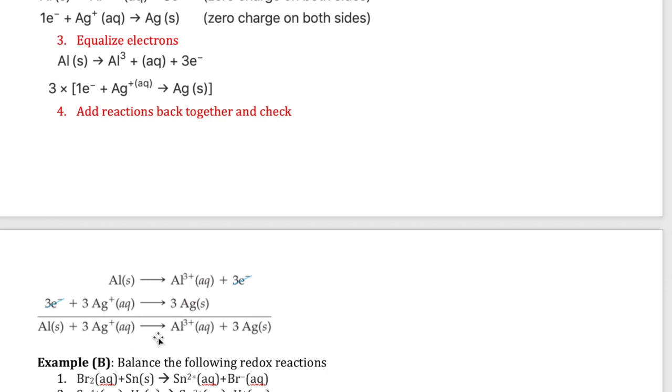And so that is your balanced equation. Now, the way you can tell that it's balanced is because if you look at the elements, there's 1 aluminum, there's also 1 aluminum here, there's 3 silver, and there's also 3 silver here.